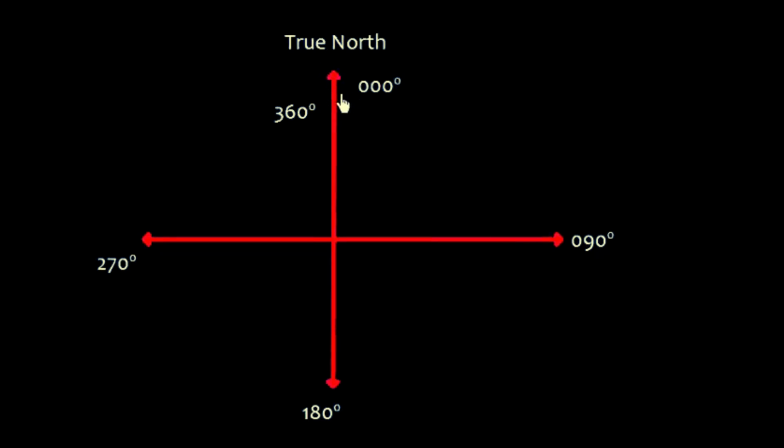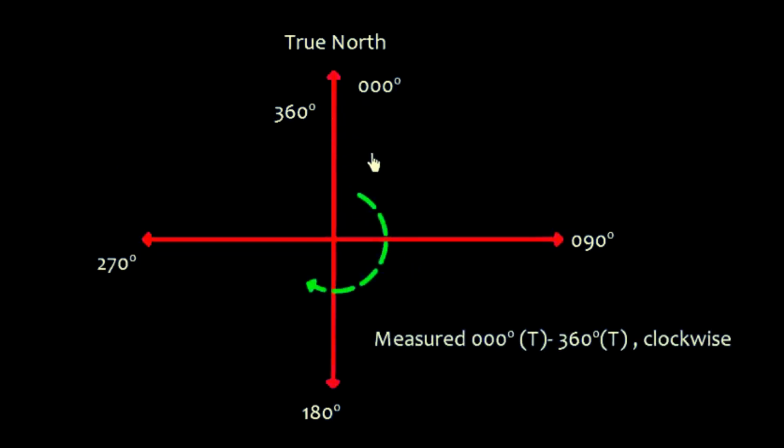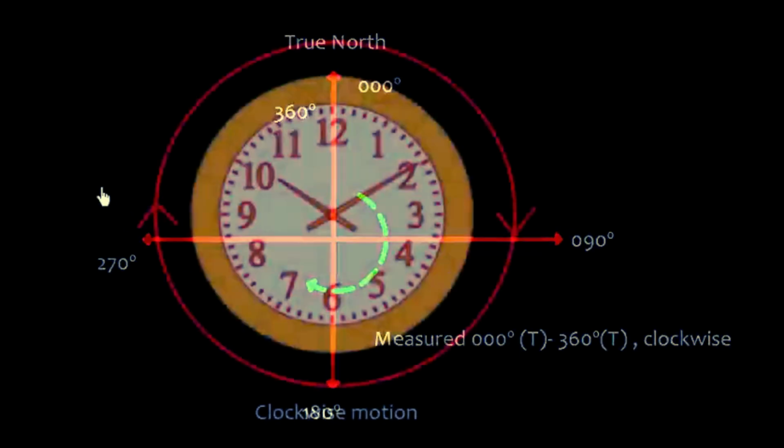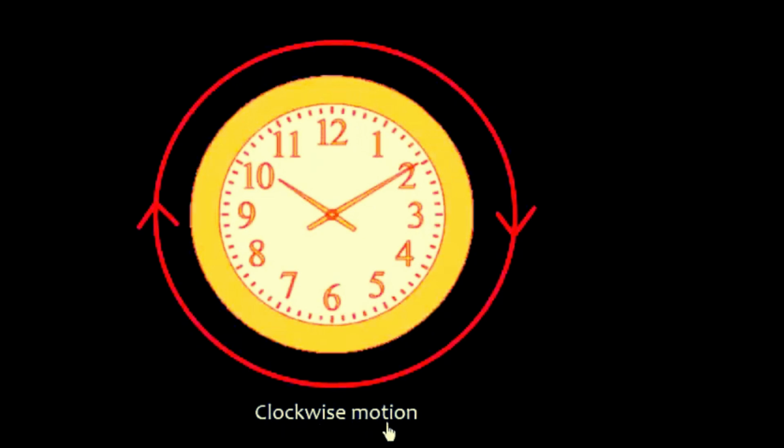So this is 000 degree, that is true north. This is 090 degree. This is 180 degree. This is 270 degree. And this is 360 degree, which is again 000 degree. So we can say that bearings are measured from 000 to 360 degree, but in the clockwise direction. So this is called clockwise motion.